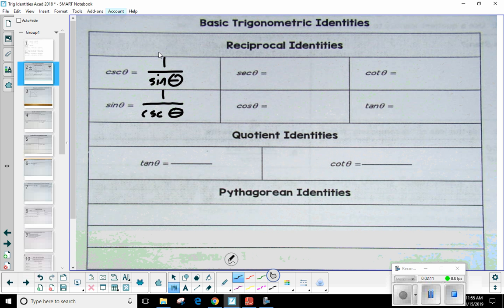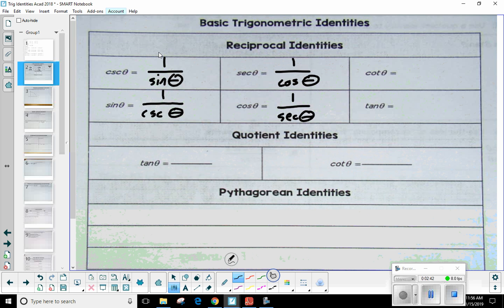Right. So what's the reciprocal of secant? It was cosine, so I should be able to write that how? One over cosine of theta. That's absolutely right. So if I know that secant is the reciprocal of cosine, what's the reciprocal identity tell me? 1 over secant of theta. There you go. And what's the reciprocal of cotangent?